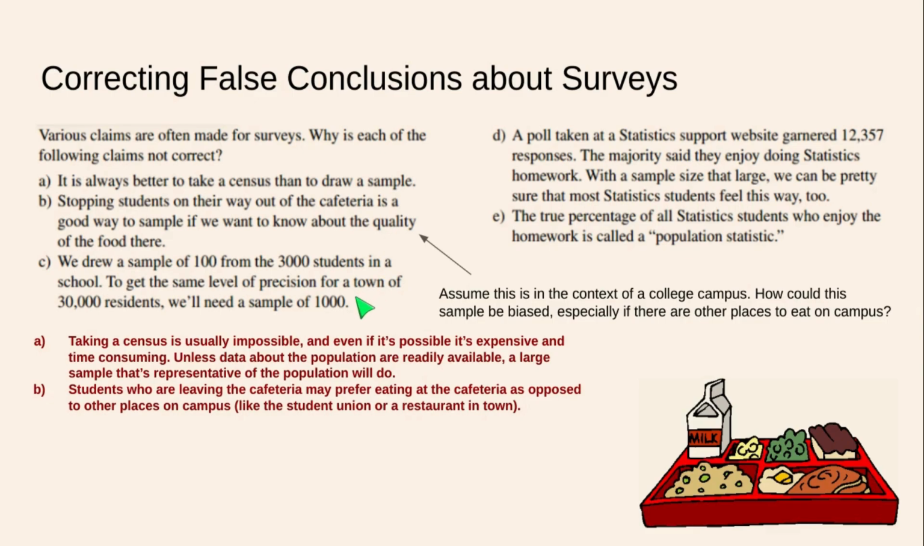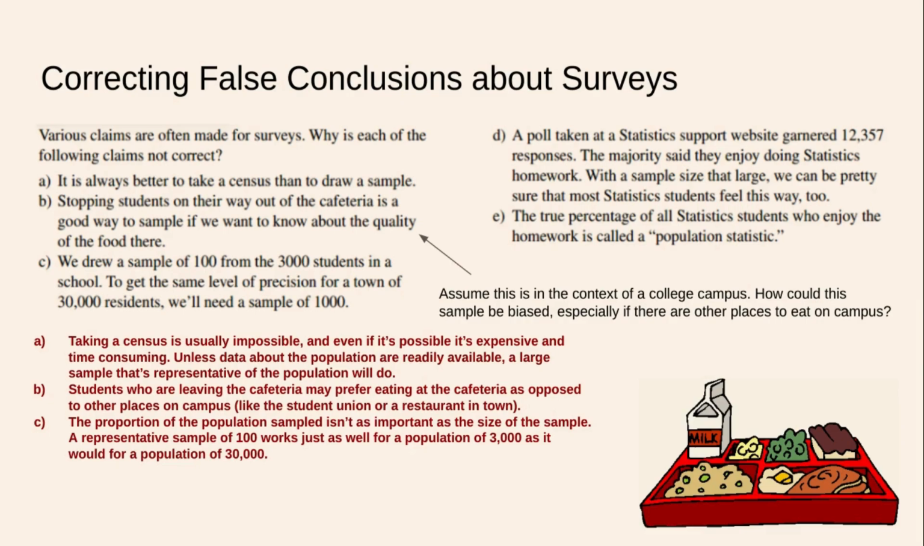Let's look at letter C now. We drew a sample of 100 from 3,000 students in a school. To get that same level of precision for a town of 30,000 residents, we'd need a sample of 1,000. There's something fishy about that statement. It seems intuitive, but as we've seen in this section, sampling can be a bit counterintuitive. Take a minute to think, and then try this one on your own and see how you do. All right, I'll assume we're ready to continue.